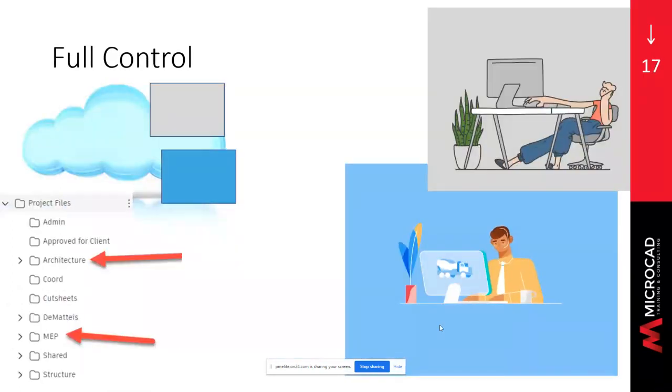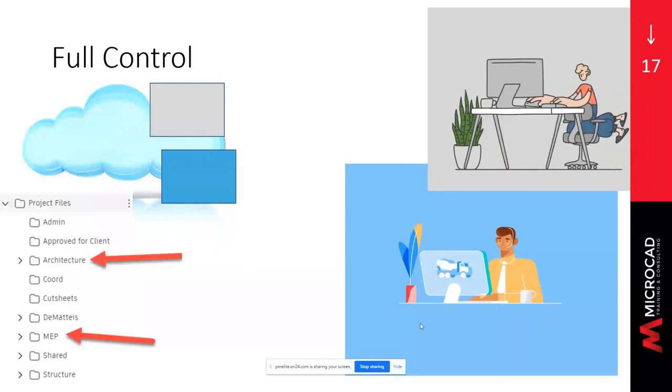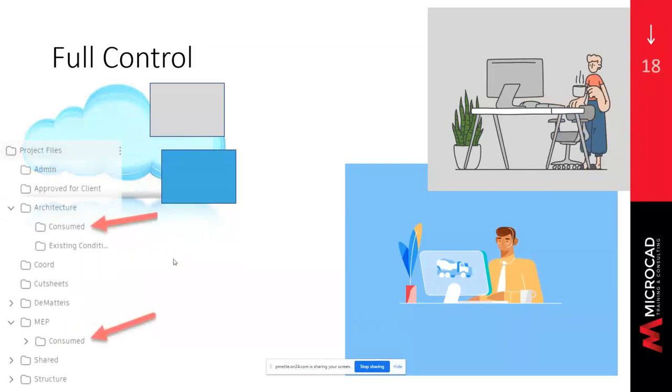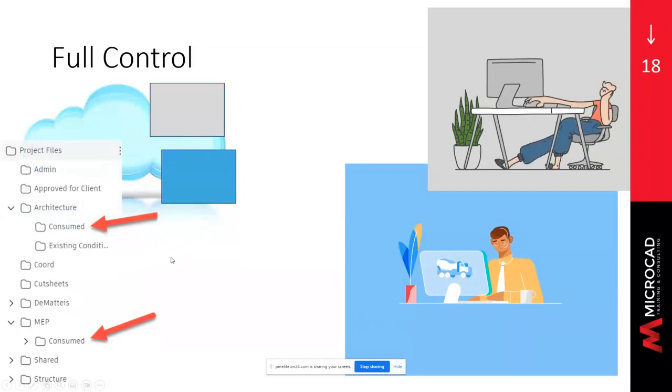Finally, let's look at the full control workflow. As before, Jeff and Oscar work in the cloud in their assigned folders. They link to each other's files using the consumed subfolder. So Jeff would link to MEP consumed and look for the architectural model within that. And Oscar would look under architecture consumed.